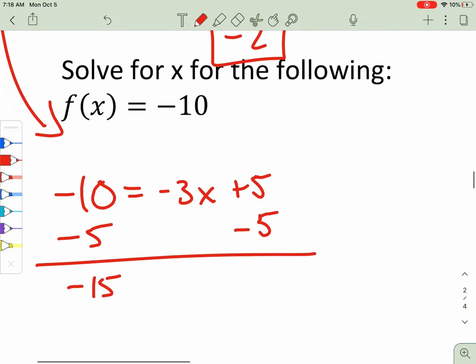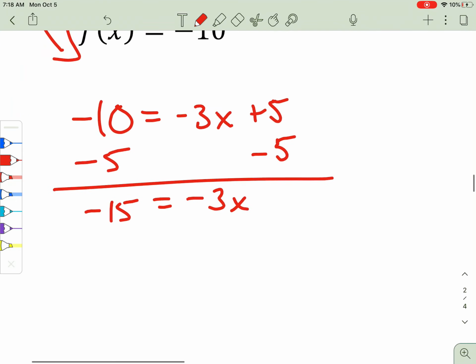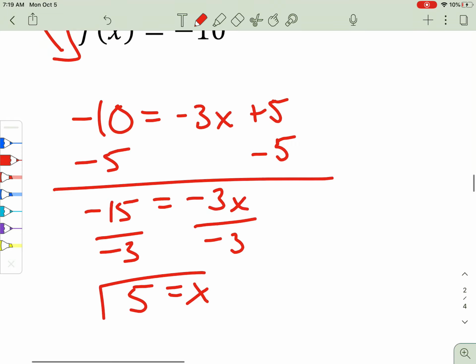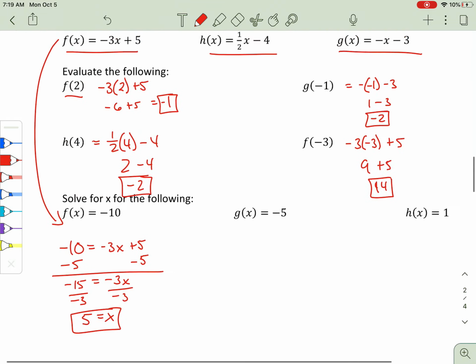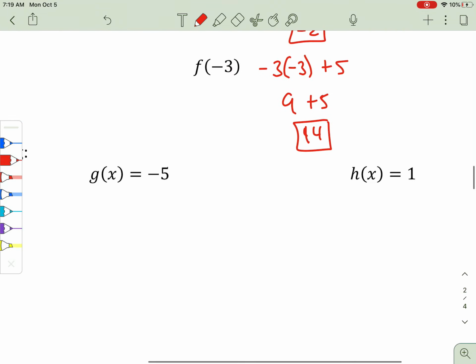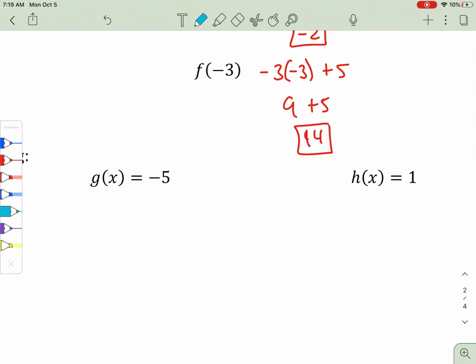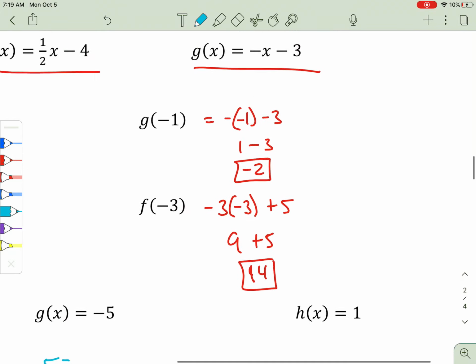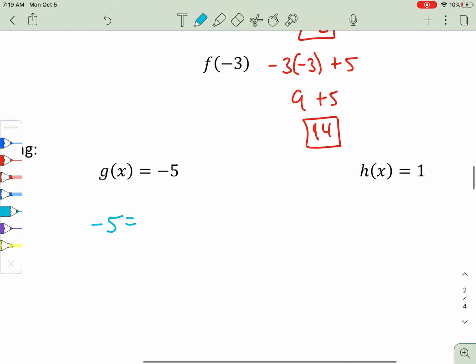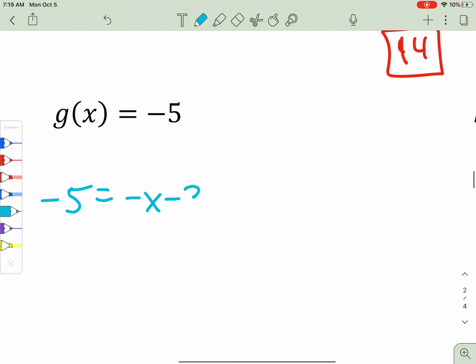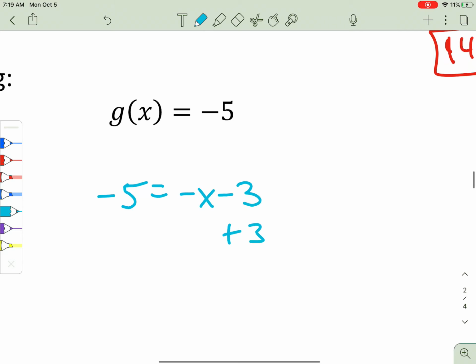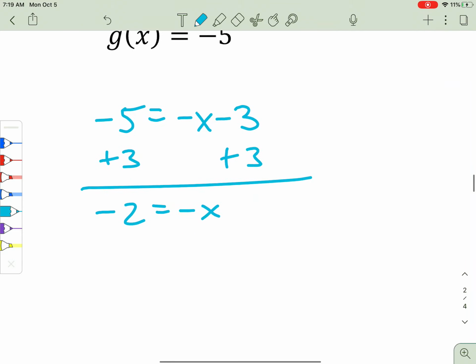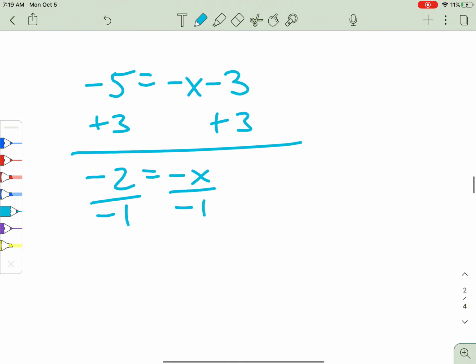This gives us negative 15. Negative 15 equals negative 3x. Divide by negative 3. 5 equals x. Okay. G of x is negative 5. So negative 5 equals, g of x function was negative x minus 3. Okay, so I'm going to add 3 to both sides. Gives me negative 2 equals negative x. Divide by negative 1 to get rid of that negative, and I have 2 equals x. Done.